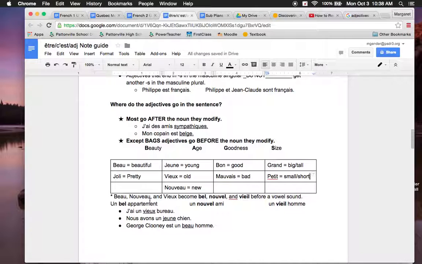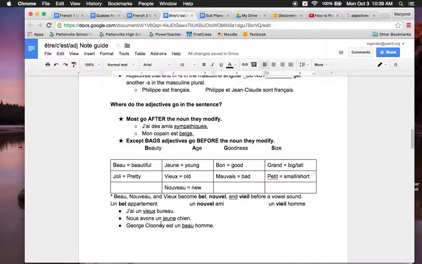Okay, so I'm going to skip this for just a second. So let's think about them. They're going to go before the noun that they're talking about, right? So if I have an old desk, J'ai un vieux bureau. I have an old desk. Because it's a BAGS adjective, it's age, it's going to go before the noun bureau.